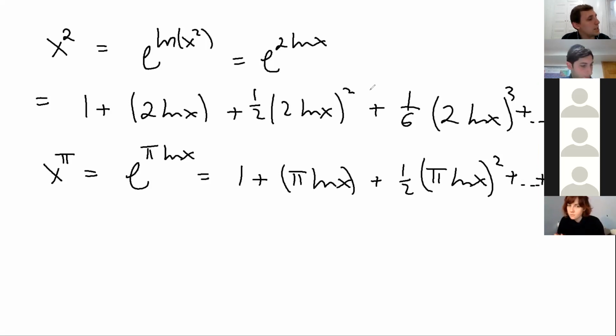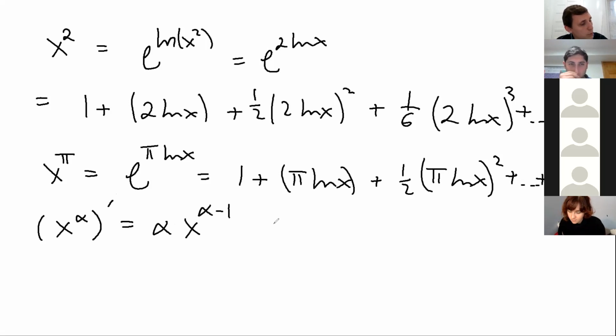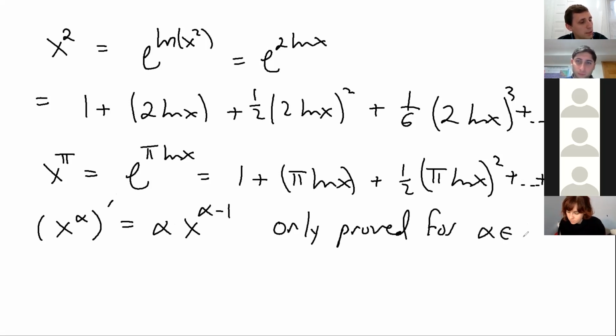So I can ask you this, guys. Now we know, we have stated without bothering about it, we said that x to the power of alpha, its derivative is alpha x to the power of alpha minus 1. This we only proved for alpha belonging to the natural numbers.